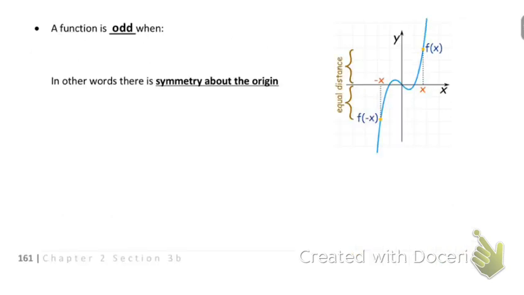Now we'll go to odd. The difference is a function is odd when you have a negative f of x that will equal an f of negative x for all values of x.